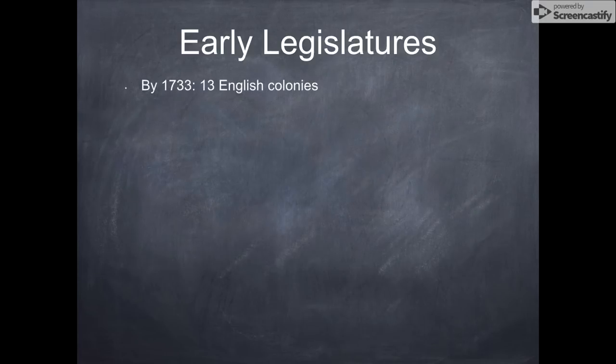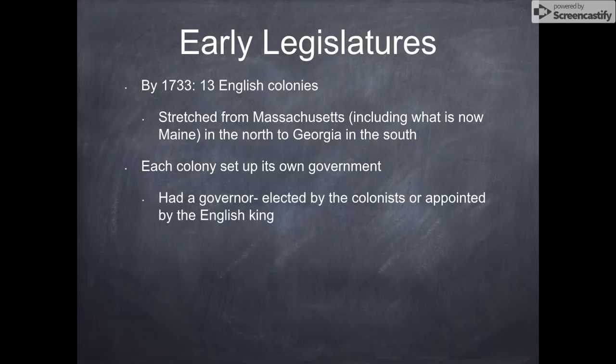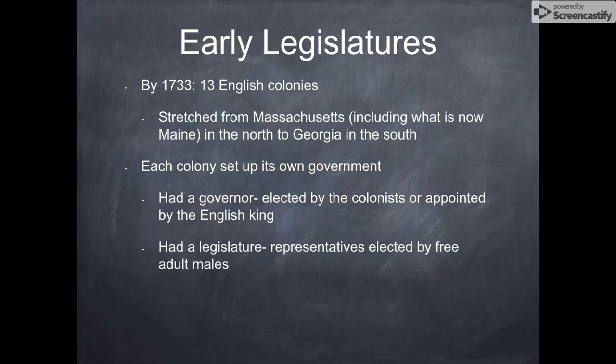So by 1733, you have all of the 13 colonies set up. They stretched from Massachusetts, which back then included Maine, so the top of the country, in the north, to Georgia in the south, because of course Florida was settled by the Spanish. So each colony set up its own government. Each one had a governor, whether it was either elected by the people living in the colony or appointed, I should say, by the English king. It just kind of depended on how the charter was set up.